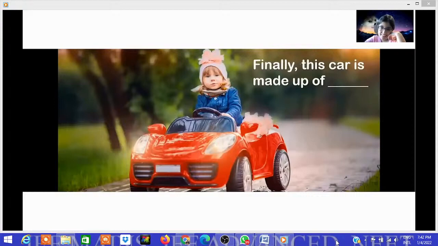So here we have a small girl. It might be a plastic car. What do you think? Is that a metal car or a plastic car? Oh, it's a plastic car because she can't ride a metal car, even a car like this, when you're young. Very nice. I think I rode a bicycle when I was small. Okay. So this car is made up of plastic, wheels.